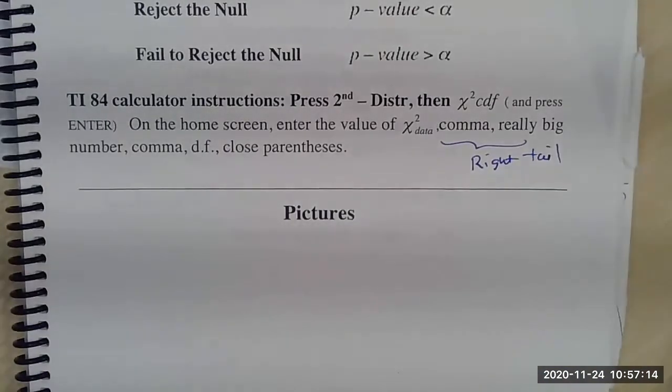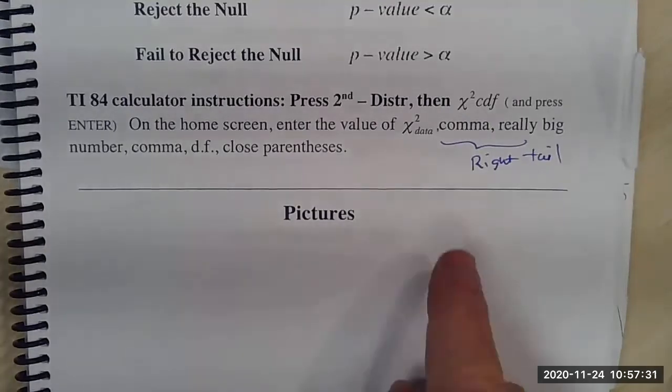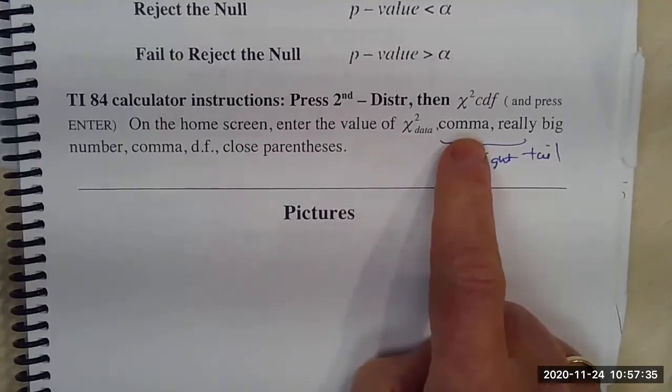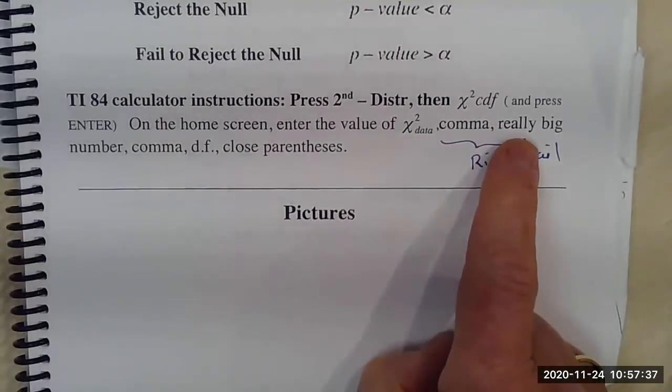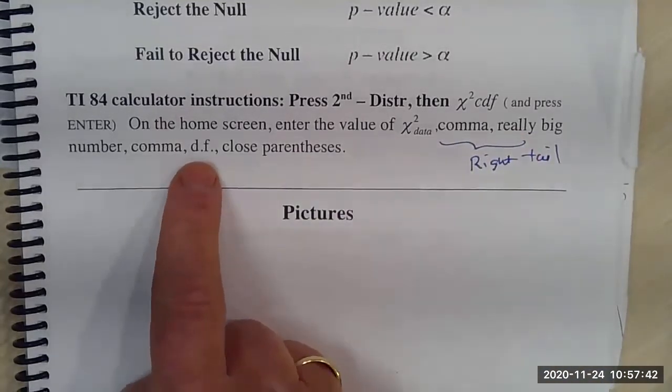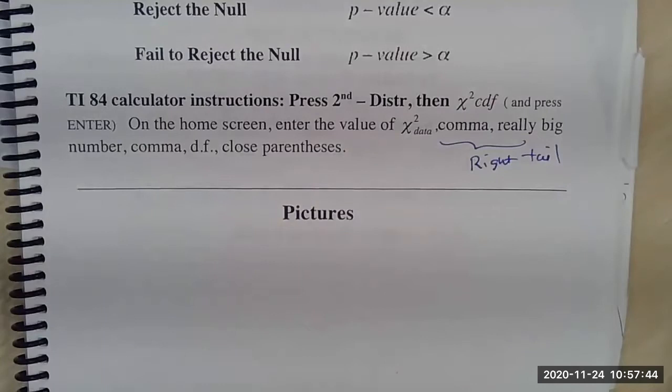If it's a left tail, you would start at 0. 0 is the smallest number on that picture. And then you go to the data value. So it just reverses. This would be 0, comma, chi-squared data value, comma, and then degrees of freedom, and then close your parentheses.